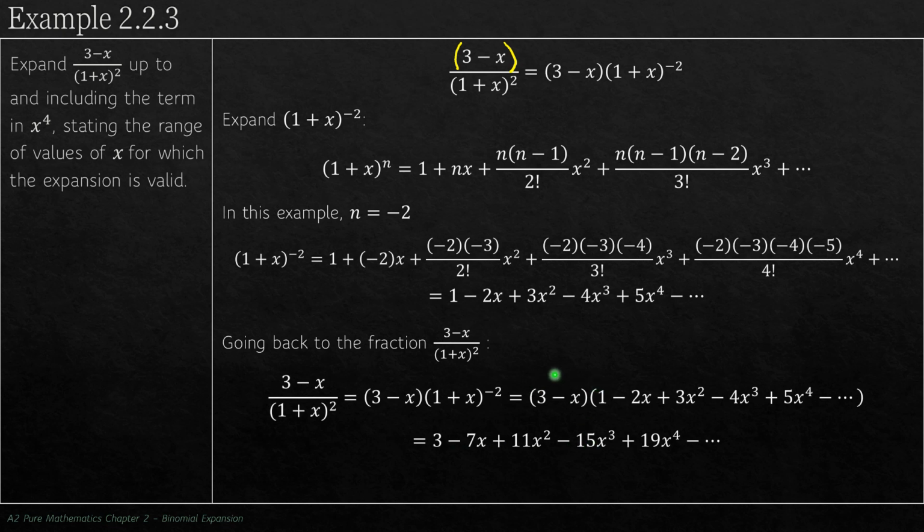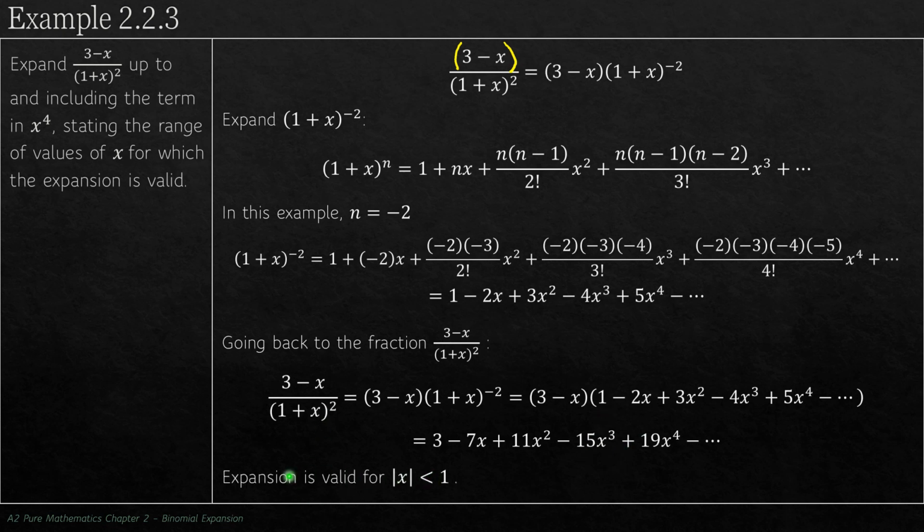So I'm doing 3 times 1, 3 times minus 2x, 3 times 3x squared, etc. and then collecting like terms to get to this point here. Okay, I would show that intermediate step as well in my working out, and I would watch out for that minus sign.